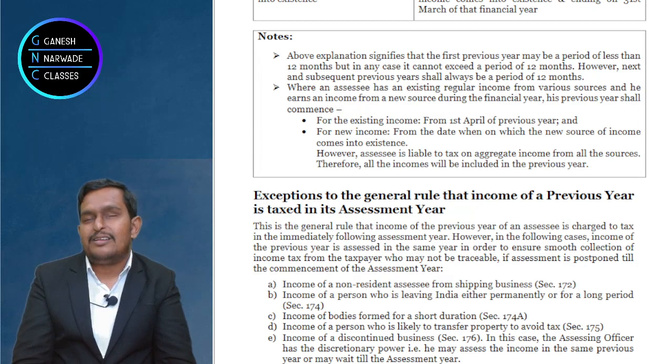There are people who sell properties just to avoid taxes. Section 175. What it says? If somebody is trying to sell property just to avoid tax, then government says, Babu, please pay tax in the same year itself.